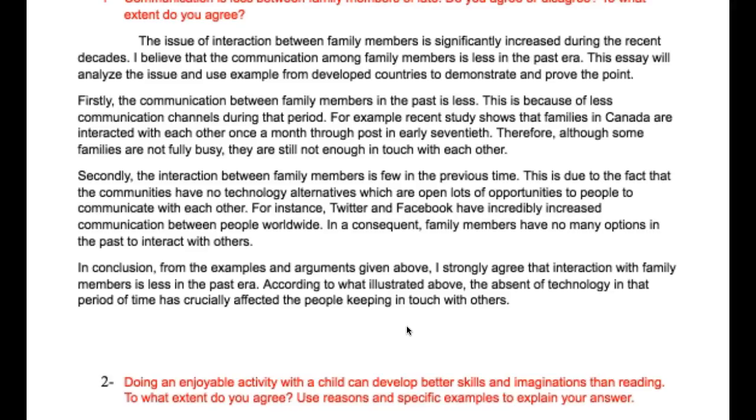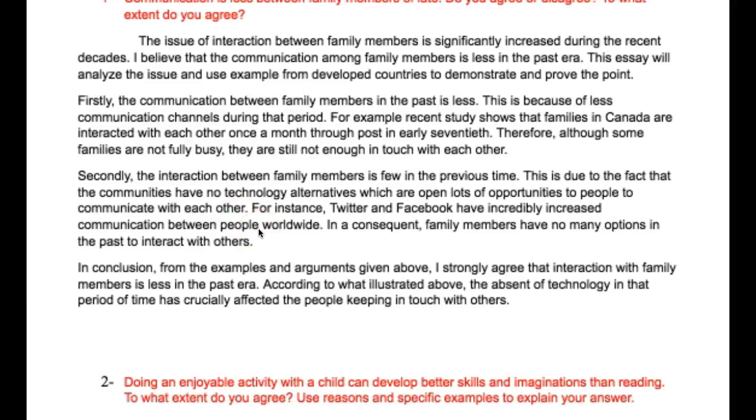This is due to the fact that the communities have no technology alternatives, good, which open lots of opportunities to people to communicate with each other, good. For instance, Twitter and Facebook have incredibly increased communication between people worldwide, good. As a consequence, prepositions. Family members have not many options in the past to interact with others. Good. Seems like a similar argument to before.